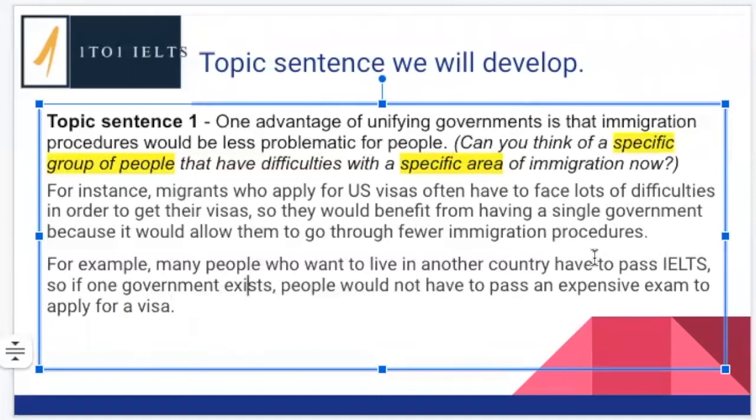So many people who want to live in another country have to pass IELTS. Okay, good. So we see here we've got a problem. So if one government exists, people would not have to pass an expensive exam to apply for a visa. Excellent. So we've got a solution. We're showing how this connects now to a unified government. So do we think this is a good example? Yeah, really specific. So excellent, well done.